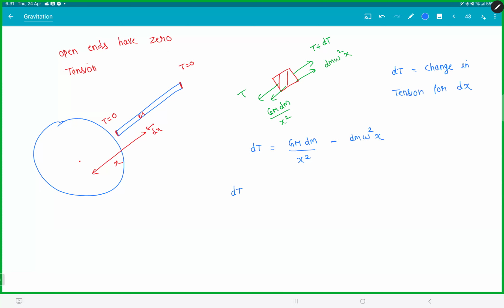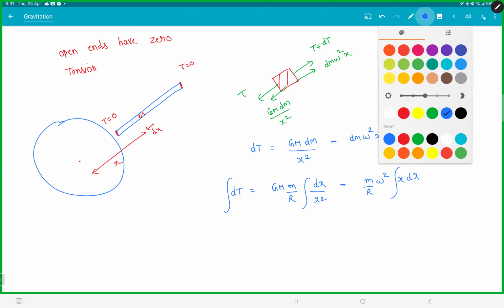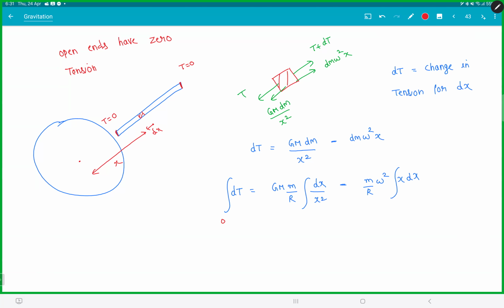So let's go ahead. So dT, this guy will be GM, that will be small m by r, dx by x square, minus this will be m by r omega square x dx. Limits. Tension is 0. Where is tension 0? You can take either x is equal to r or x is equal to 2r. Both will work. I will take x is equal to r. Tension T you want to find where? You want to find at x. These are the limits.